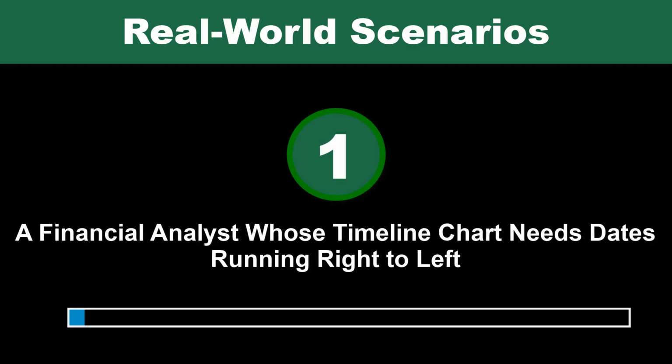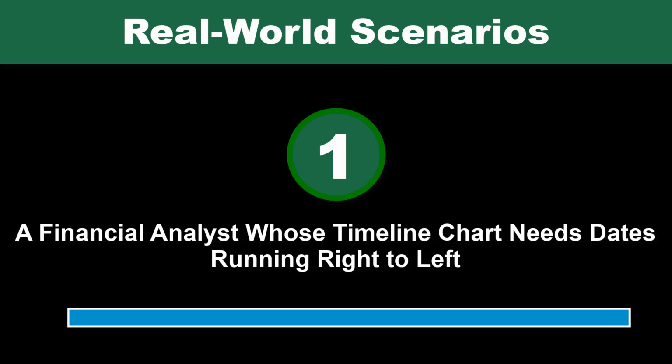A financial analyst whose timeline chart needs dates running right to left. A financial analyst built a budget timeline in Excel with the oldest year on the left and the most recent on the right, the natural entry order. His presentation template required the most recent year on the left. Manually cutting and repasting 10 columns without breaking formulas was risky. Reverse Horizontal mirrored the column order to a new sheet in one click. The chart was rebuilt from the new layout in minutes, and the original data stayed intact.